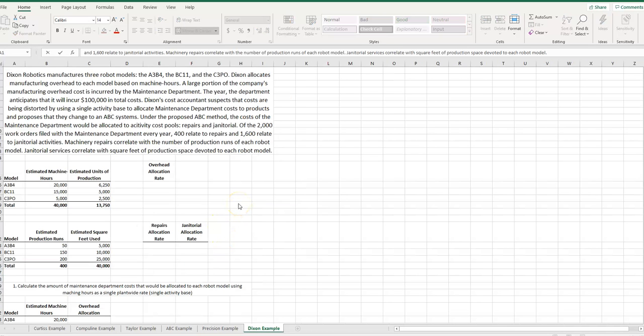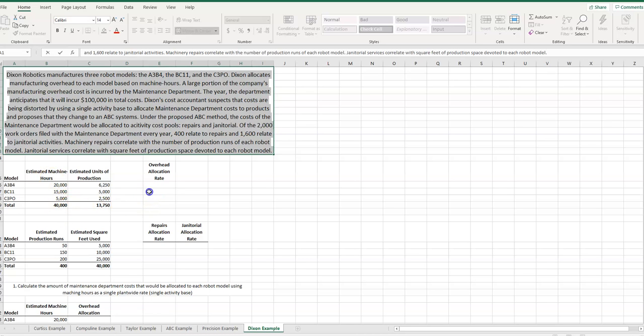In our last example, we're looking at a company that makes 3 models of robots. We currently have a single overhead allocation rate using machine hours. We use our maintenance department costs of $100,000 and allocate those based on a total single overhead rate. So let's calculate that overhead rate first, based on machine hours.